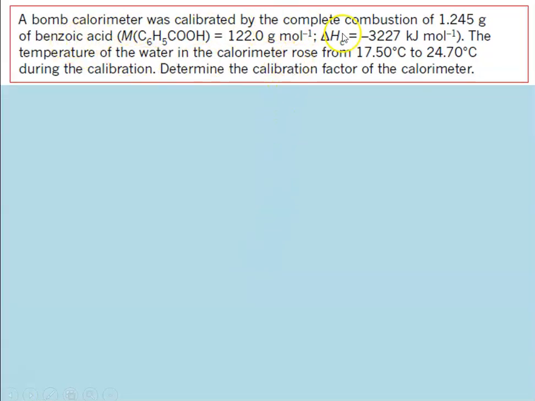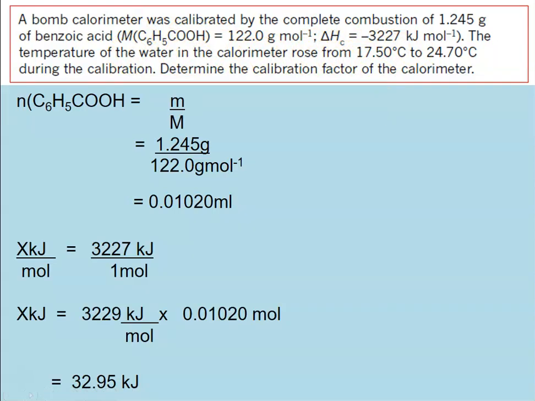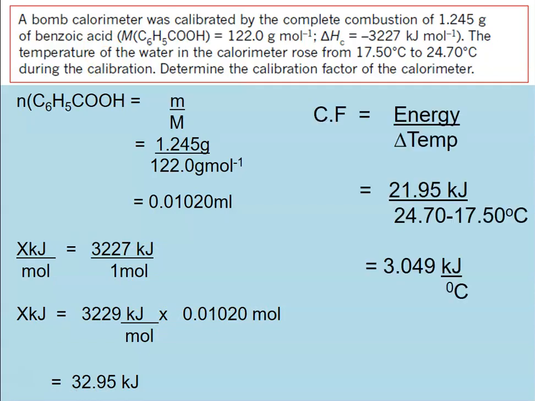A bomb calorimeter was complete combustion with this temperature going from, so same idea, got a different number of mole. You know how many kilojoules for 1 mole of benzoic acid. So you've got 32.95 kilojoules for that temperature rise. So this particular calorimeter, you need 3.049 kilojoules for every 1 degree. So each calorimeter is different, so you need to work out the calibration factor for each calorimeter.